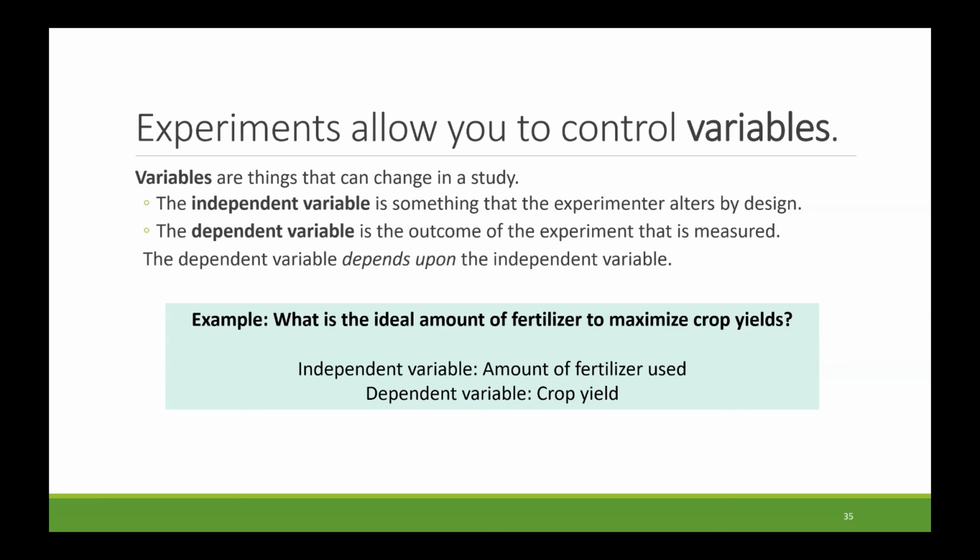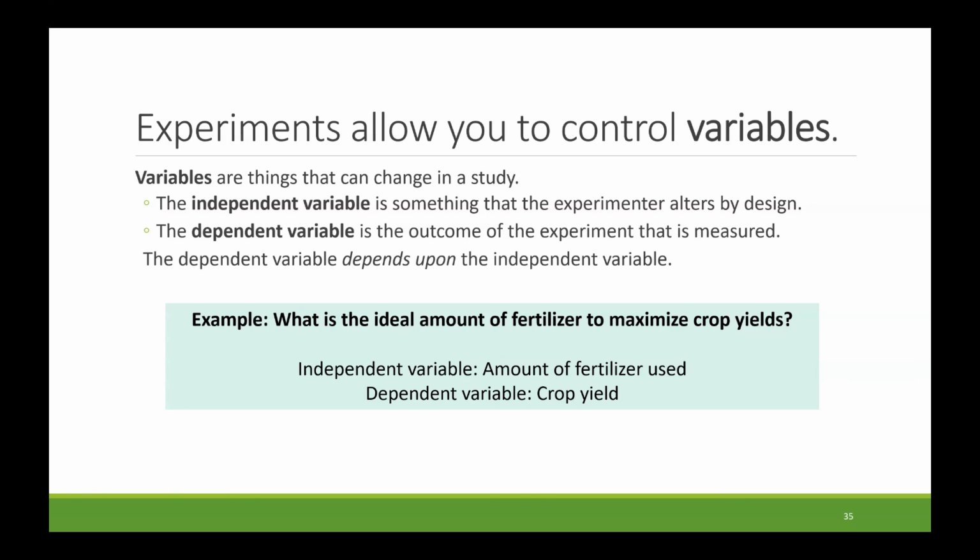Dependent depends upon independent. When you're trying to identify the independent and dependent variable in a scenario, you want to ask yourself, what causes what here? Does the crop yield cause the amount of fertilizer to change? No, the amount of fertilizer causes the crop yield to change. And that's how you can pick out that dependent is the yield, independent is the fertilizer. So those are the variables that should change in an experiment, the ones that should vary.